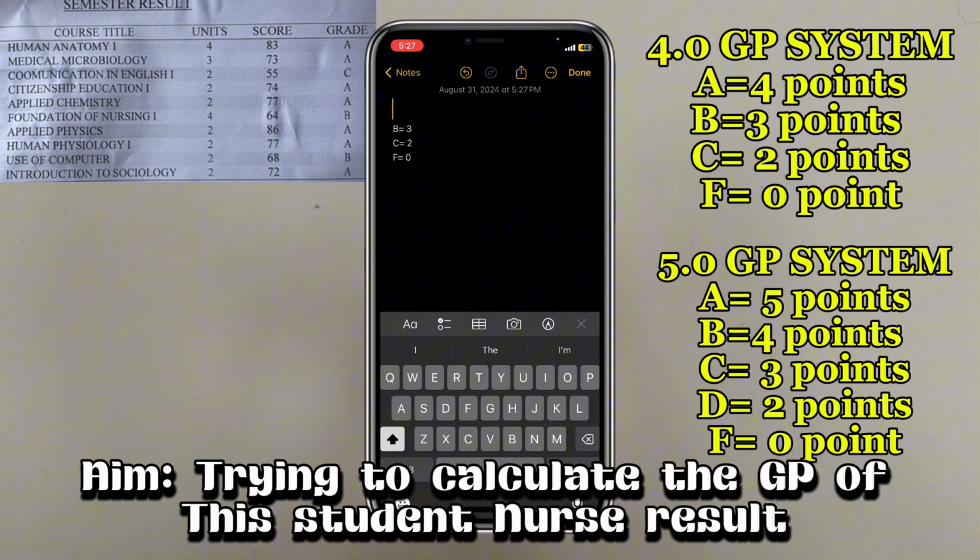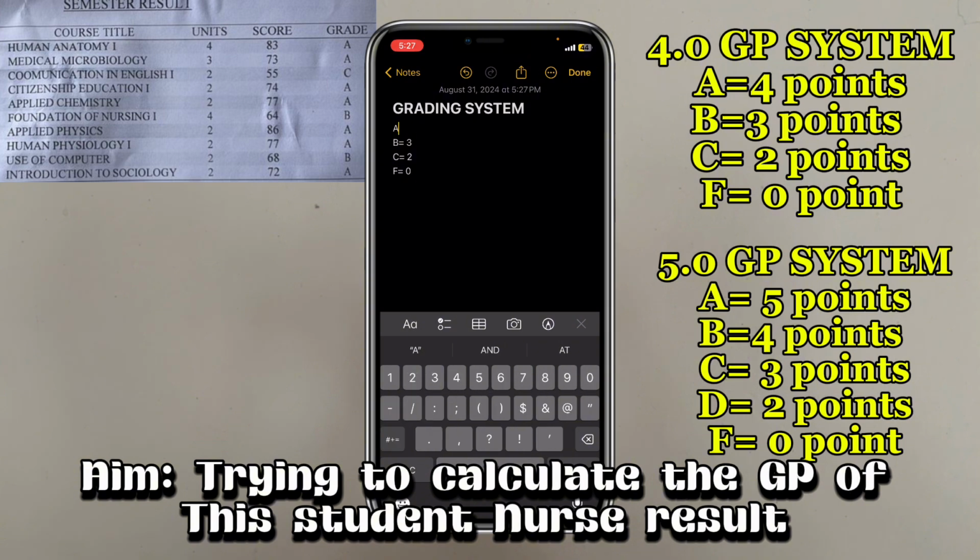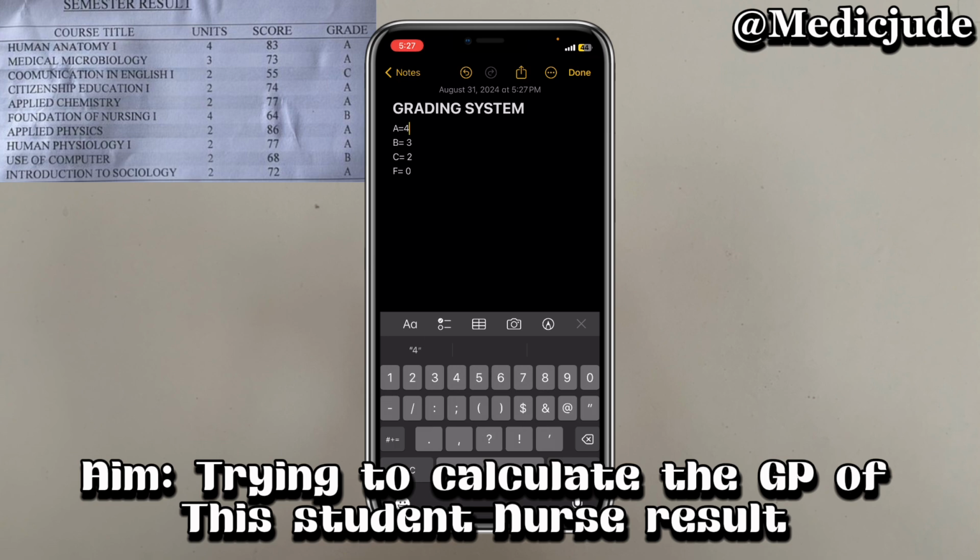So here is the grading. I'll take it as my grading system. Whereas I write A, whatever course you got an A for, you'll be getting a total of 4 points. The next thing you have to do is use these points that you have assigned to A, B, C, and F. Why do I need them? I need them in the calculation for my grade point.